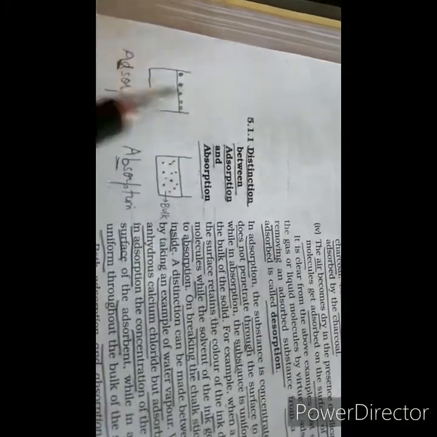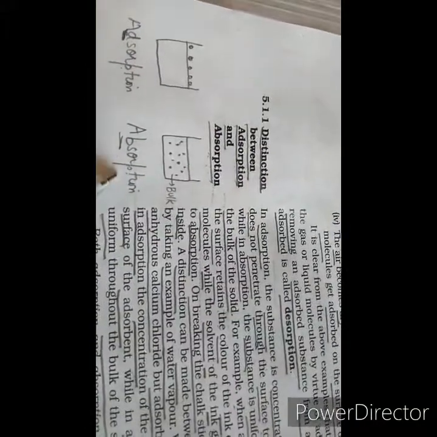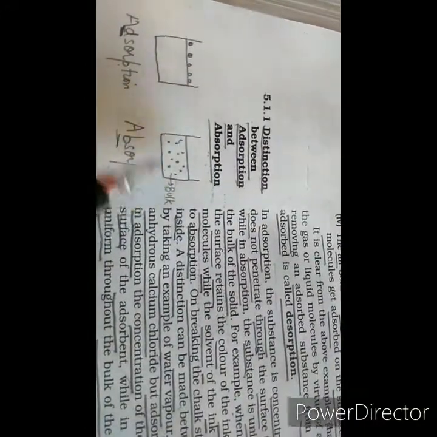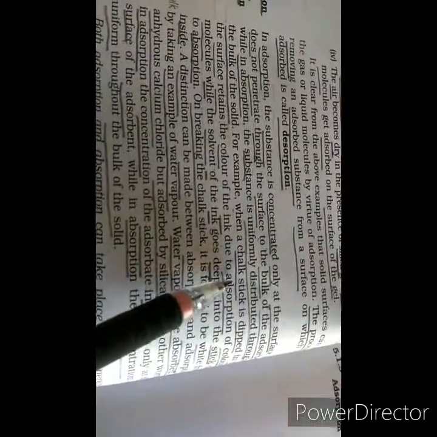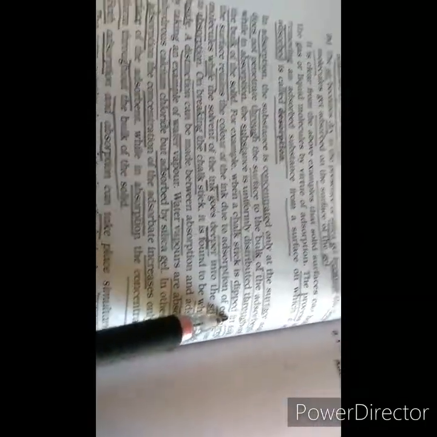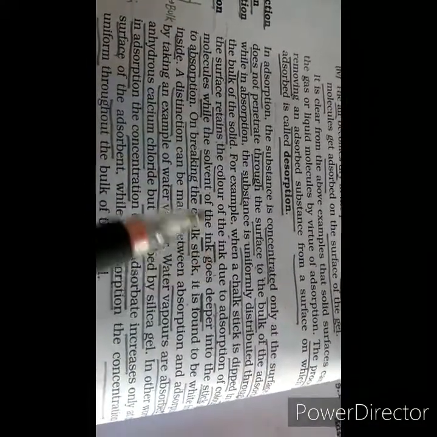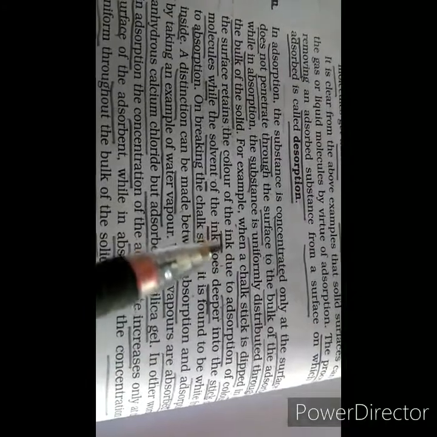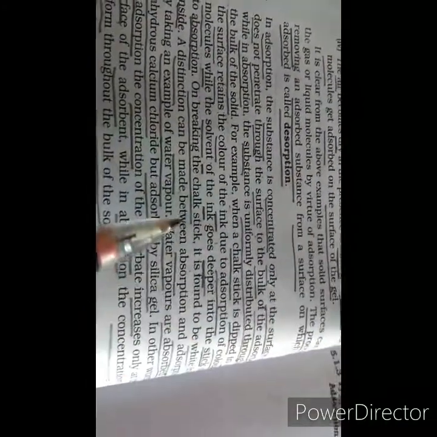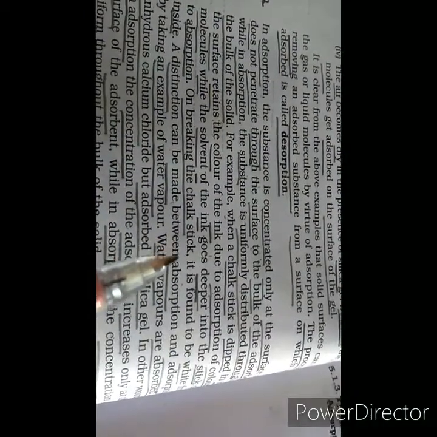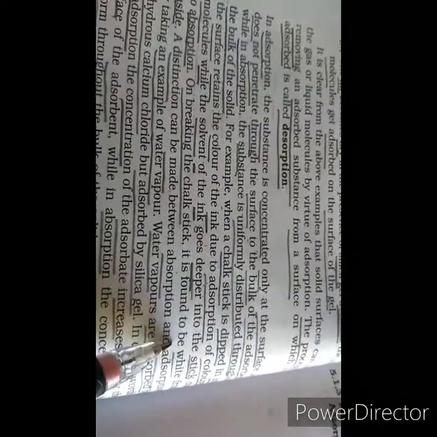In adsorption, the particles are concentrated only at the surface, but in absorption, the particles are distributed uniformly in the bulk. Let's take an example of a chalk stick which is dipped in ink. Now you know that ink is generally blue in color. So what happens? We find the outer surface of the chalk is colored, right? But if we break the chalk, we find that there is no color inside. It is only white in color.